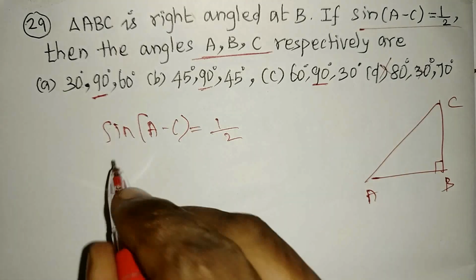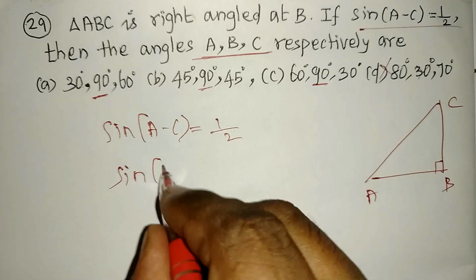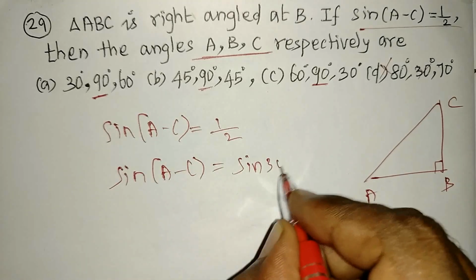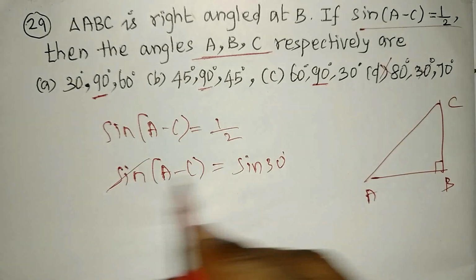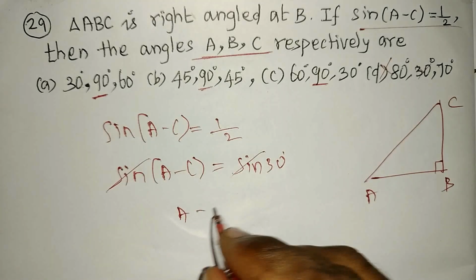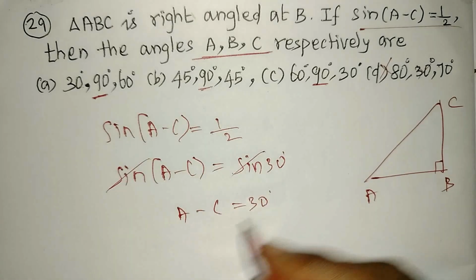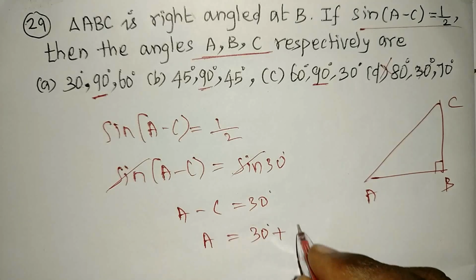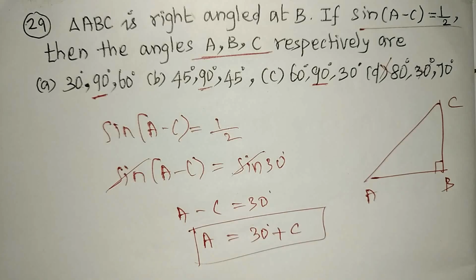So from this we have to find A, B, C. Before that we will simplify this. Sine of (A minus C) is 1 by 2. Where will we get it? Sine 30 you will get 1 by 2. Now the sine is cancelled. So A minus C is equal to 30 degrees. Minus C, you can change the sign to the opposite side. Then A is equal to 30 degrees plus C. What is the meaning? Compared to A and C, A is greater. So A is greater than C.